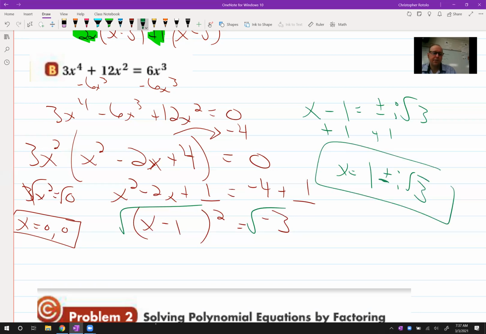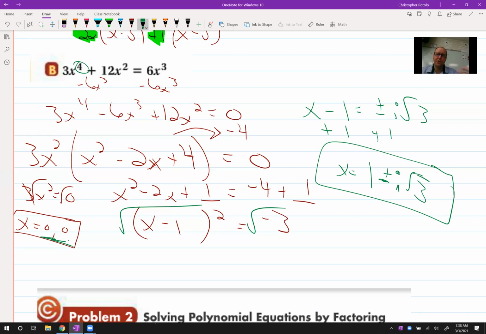Okay, so I had 0, 0, 1 plus i root 3, and 1 minus i root 3, because I'm trying to get 4 answers. That way I know that I'm actually done with this problem. I had 2 real ones at the 0, 0, and of course the i stands for the imaginary number, the square root of negative 1.